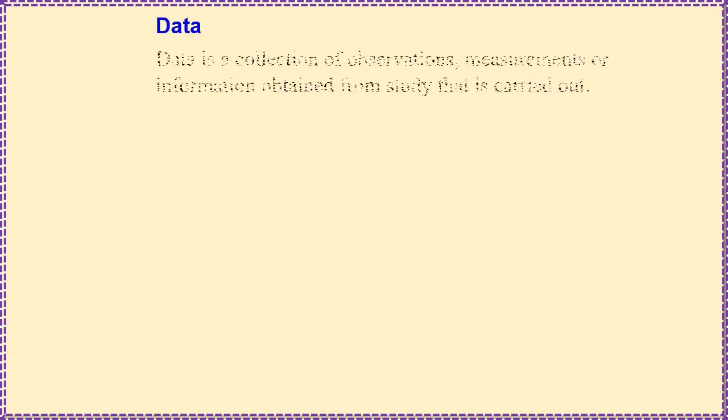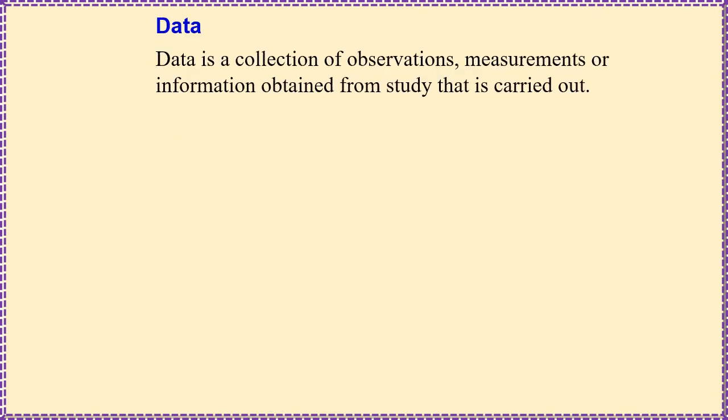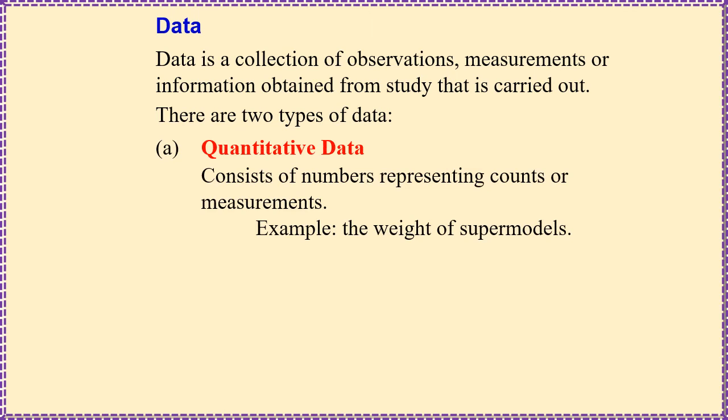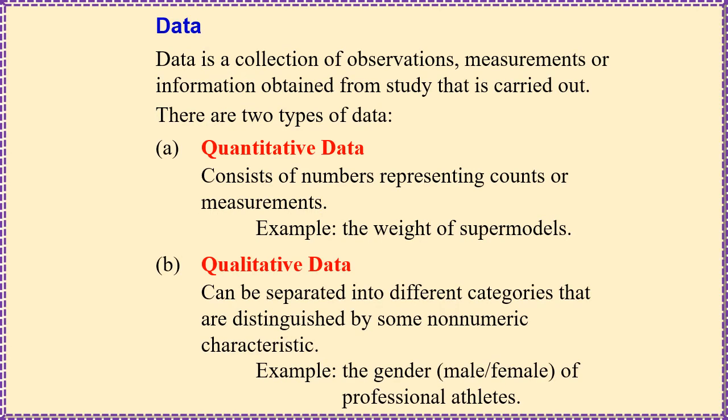Okay, so data. Data is a collection of observations, measurements, or information obtained from a study that is carried out. So all the outcomes from the observation and so on we call data. There are two types of data. The first one is quantitative data, which consists of numbers representing counts or measurements. Example, the weight of supermodels. Qualitative data can be separated into different categories that are distinguished by some non-numeric characteristic. So the gender, we can separate into male or female of professional athlete.